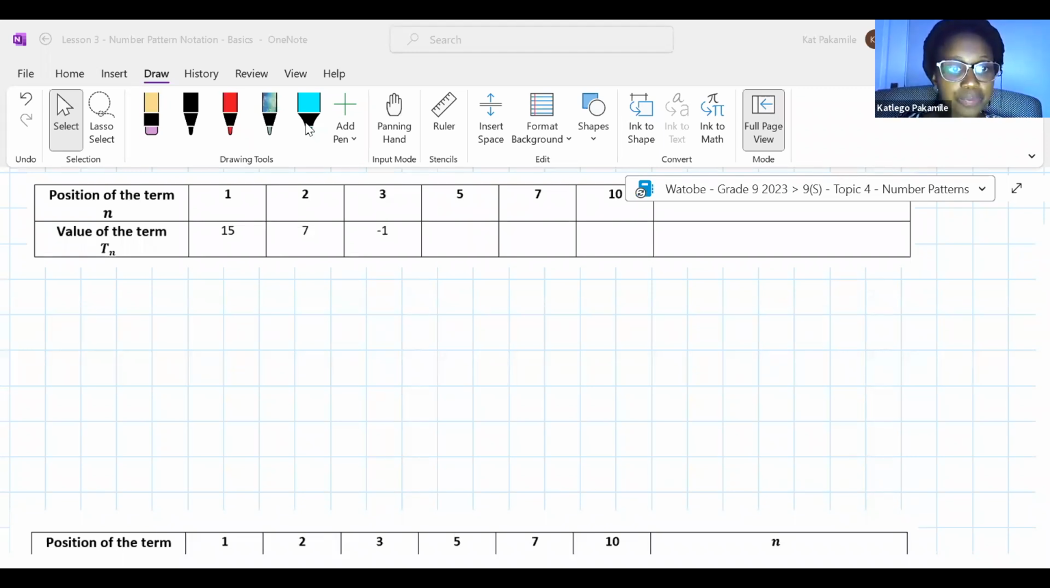Okay, guys, let's do this one together. So in this case, tell me what my constant difference is for our new number pattern that is on the screen right now. Thank you, guys. So our constant difference is -8, which is what we are going to use for our multiplier.